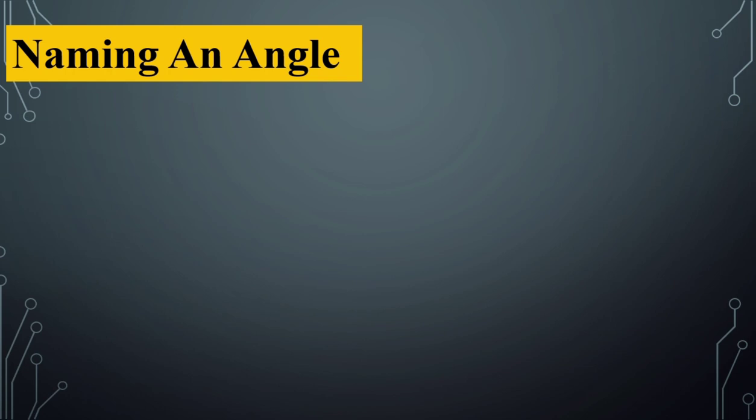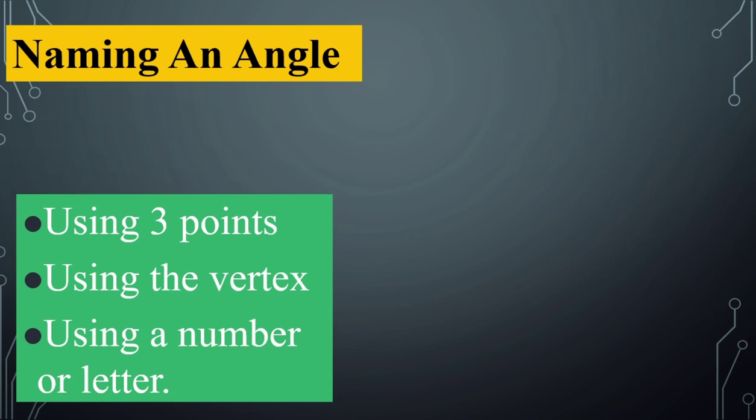Let's proceed in naming an angle. Paano ba natin pinapangalanan ang angle? Okay, makinig mabuti. We can name the angle using three points. Pwede rin naman tayong gumamit ng vertex. Kagaya ng dinisuss kanina, alam nyo na yung vertex. Pwede rin pala yun gamitin. And we can also use the number or letter. Saan ba natin makikita yung number or letter na sinasabi nito?